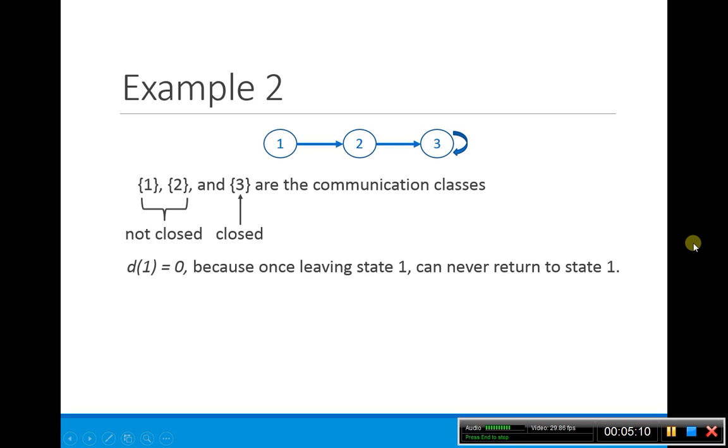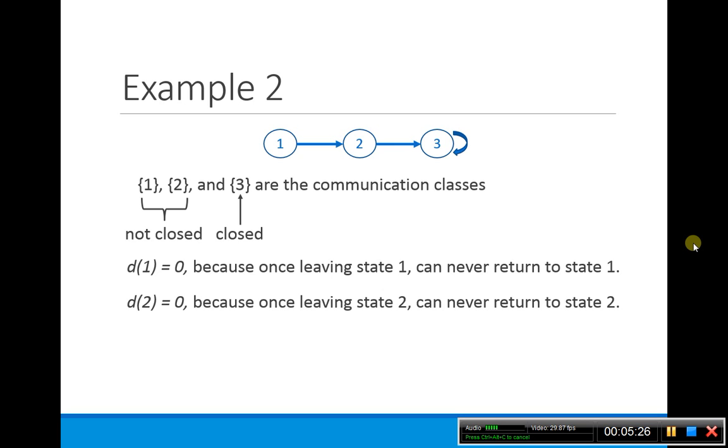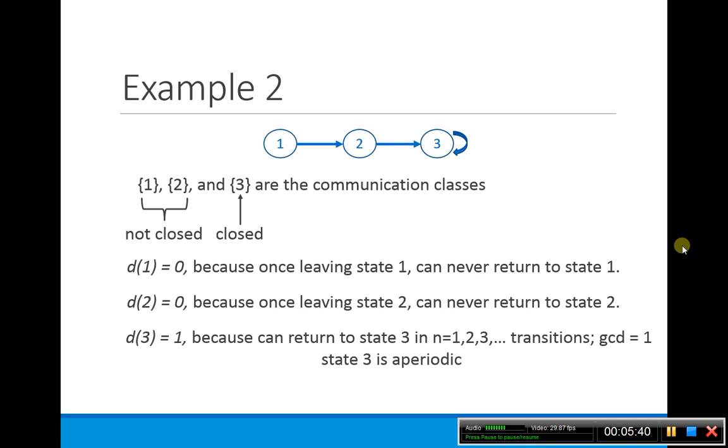Okay, so the other thing is, for this one we have to figure out the period of each of our states because they're all in their separate communication class. So the period of 1, well, once I leave 1, I never come back. So that means the period is 0. The same thing's true for 2. If I'm in 2 and I leave it, I can never get back to 2. For 3, notice here, with 3 it comes back immediately. So the period of 3 is 1, because I can return to state 3 in 1, 2, 3, etc. transitions, which means that state 3 is what's called aperiodic.